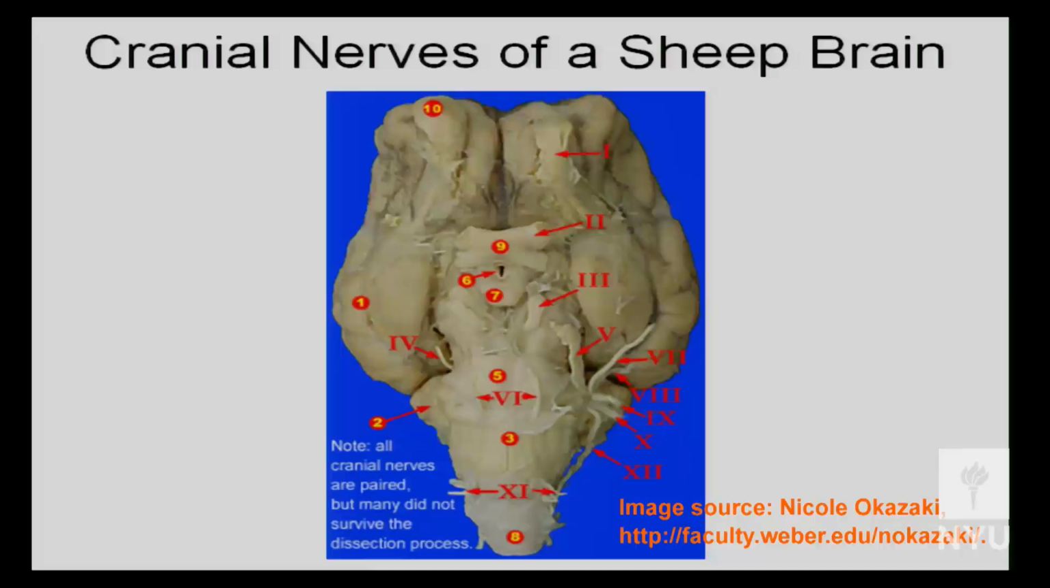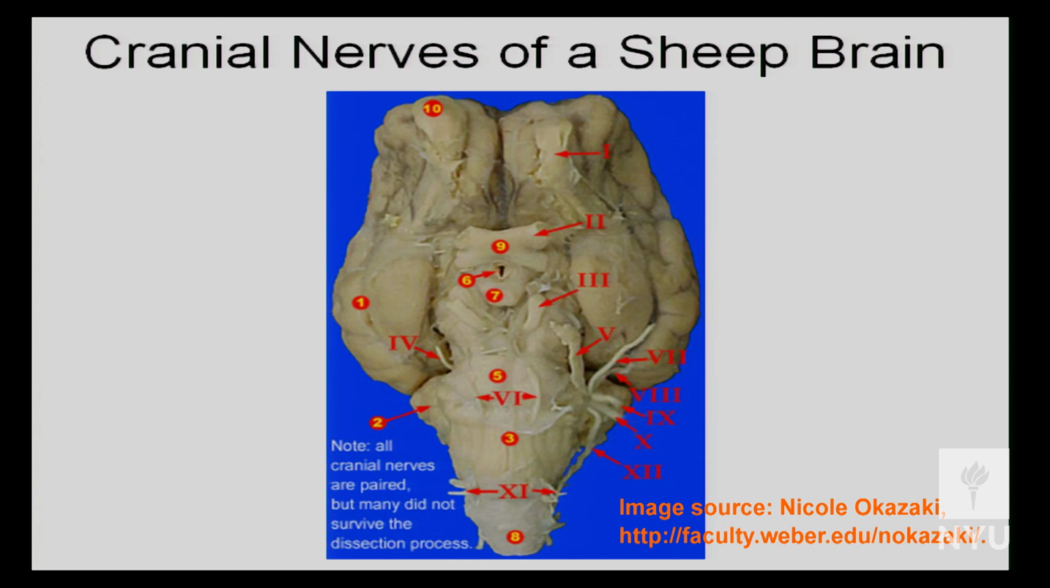Okay, so just to give you a little bit of an overview of what we're going to be going over, not this week in lab, but next week in lab, one of the great things about sheep brains is that all the cranial nerves are in the same relative position on this ventral view of a sheep brain as they are on the ventral view of the human brain. So we may not be able to give you 20 different human brains to dissect, but we can give you 20 sheep brains. And you're going to be able to see this.